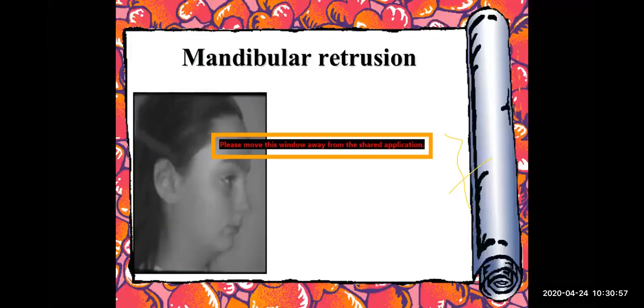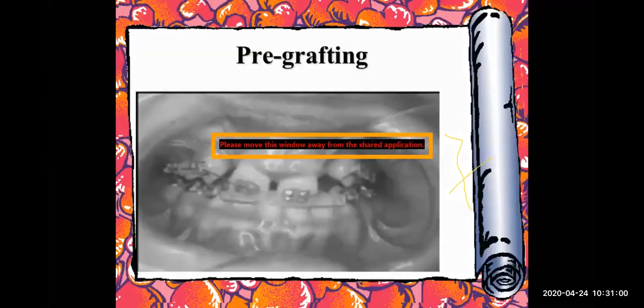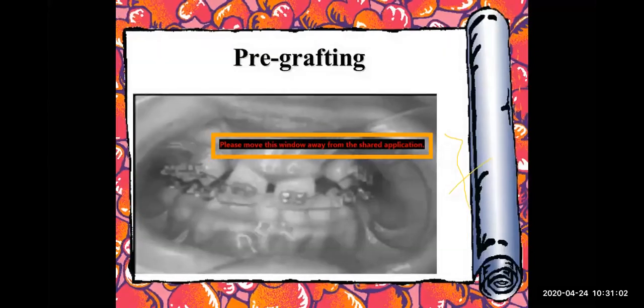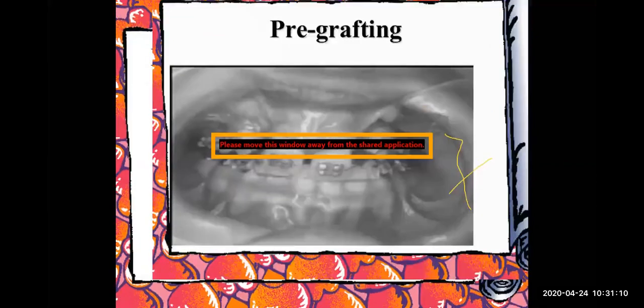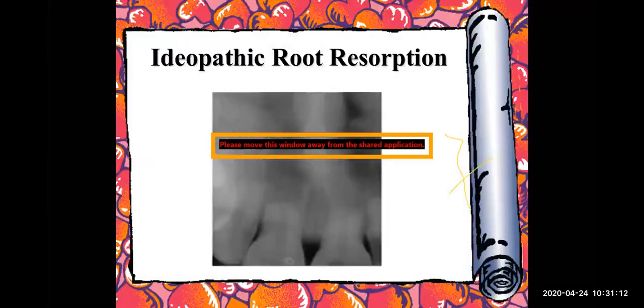Grafting procedures. This is done in the grafting procedures. You do the grafting procedures in cleft lip patients, the primary grafting and the secondary grafting.